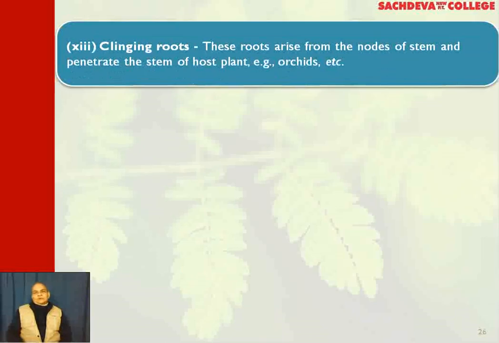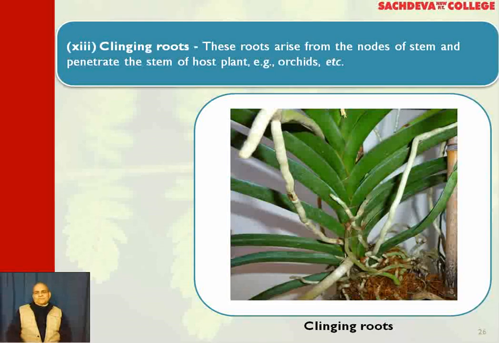Clinging roots. These roots form arising from the nodes of the stem and penetrate the stem of the host plant. Example is orchids. You can see these white structures are the clinging roots and they are arising from an orchid.